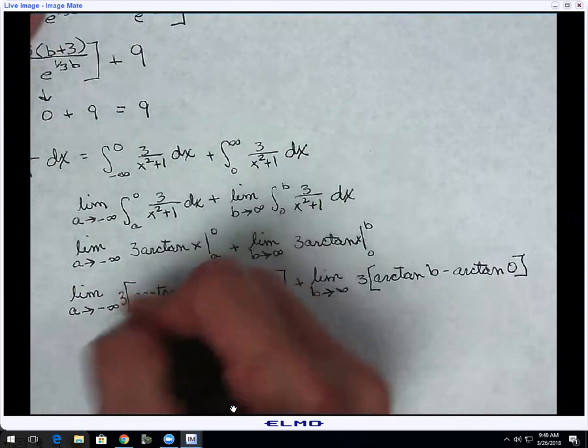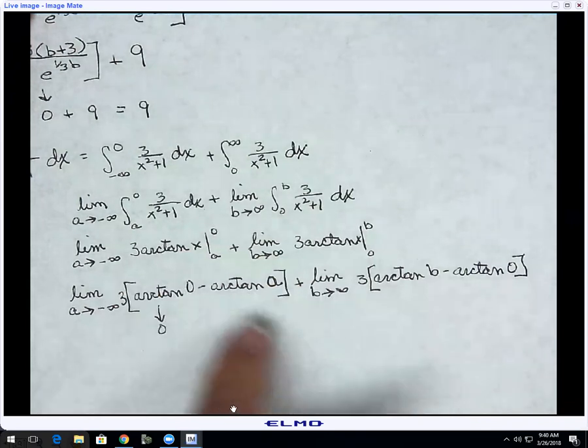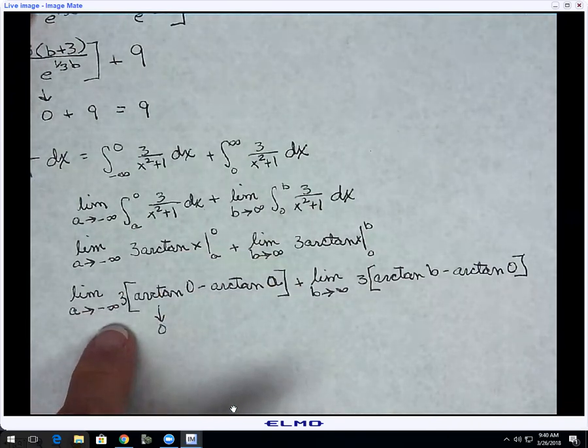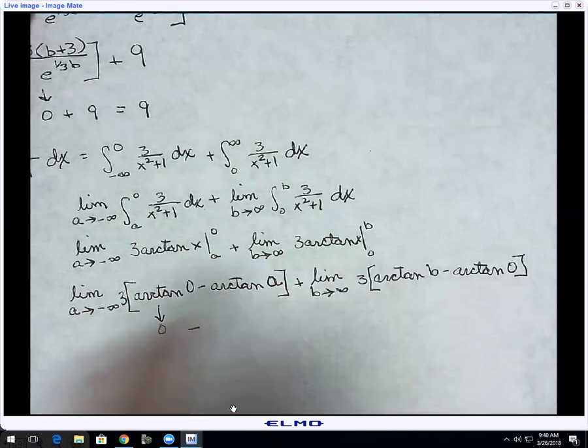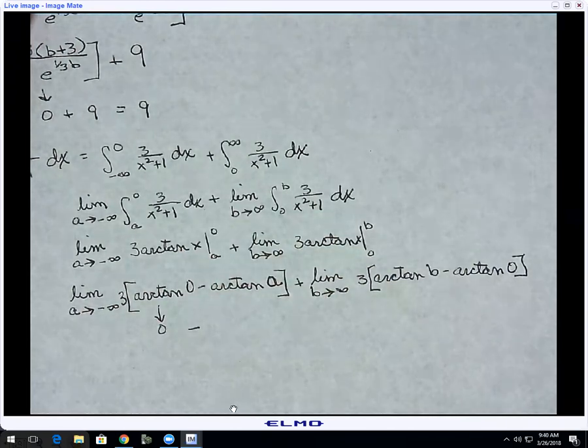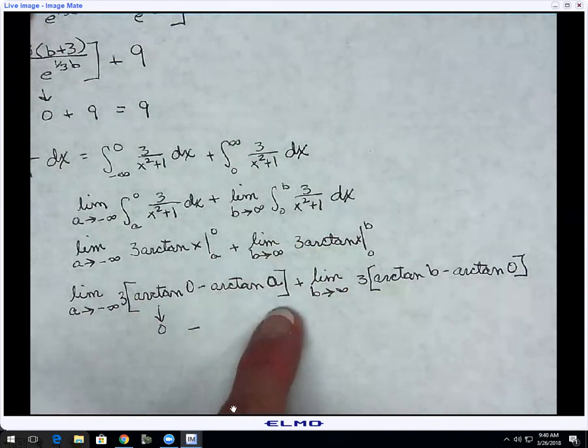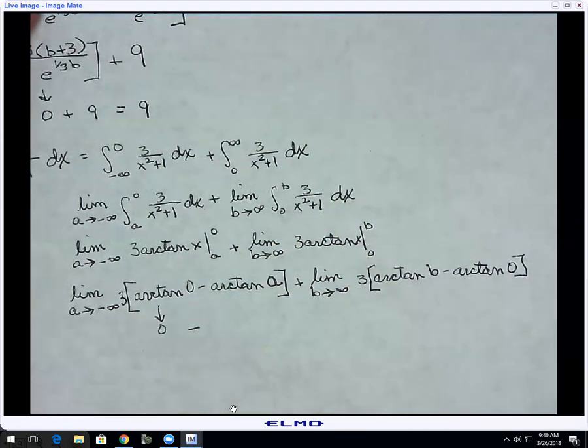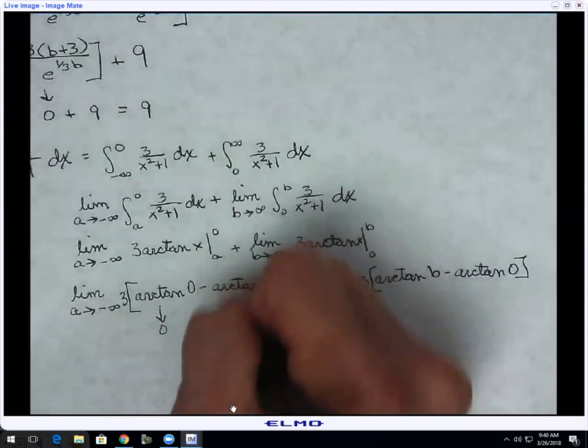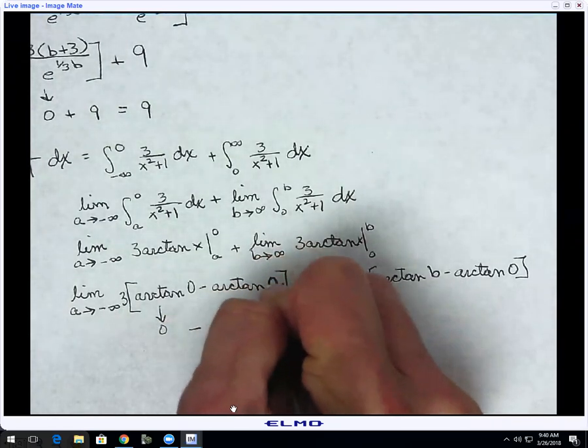What is the limit as a goes to negative infinity of arctangent A? Where does arctangent go as its argument goes to negative infinity, forever to the left? Yeah, that's a horizontal asymptote on arctangent. As x goes forever to the left, your y's are going to negative pi over 2. So that's 0 minus negative pi over 2.